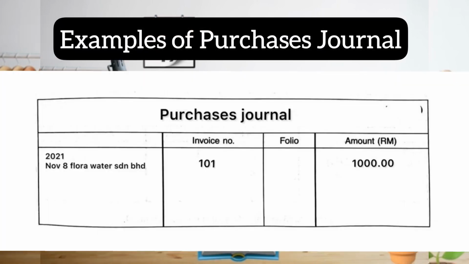Oh, and the book of prime entry for credit purchases is the purchases journal. A purchases journal is also known as a purchases daybook. It is used to record credit purchases of business inventory only. The credit purchases of non-current assets cannot be recorded in the purchases journal. It is written out from invoices received by the business. Okay, I get it.